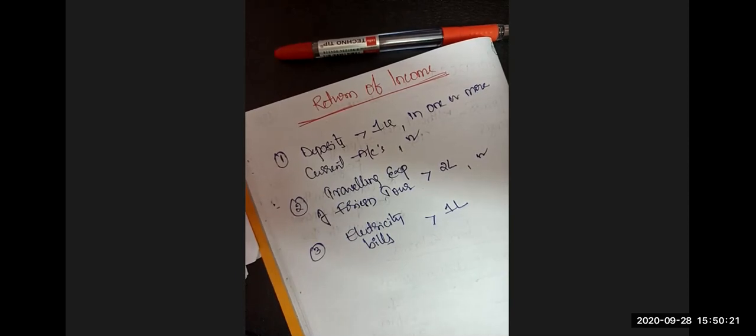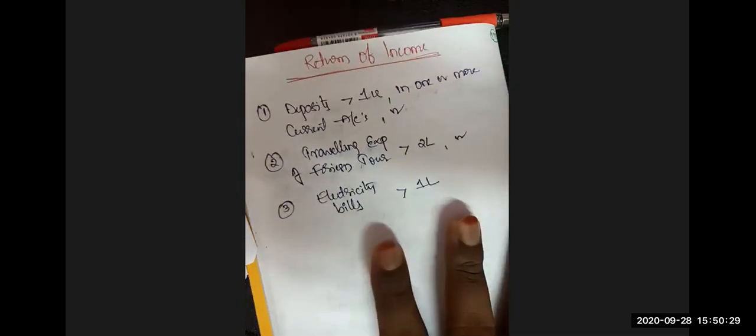8,333 into 12 months. Now it is coming to 1 lakh. That means, let us suppose that your electricity bill per month is 8,400. So per annum, it comes to around 1,00,800. So you are subject to the filing of return of income.